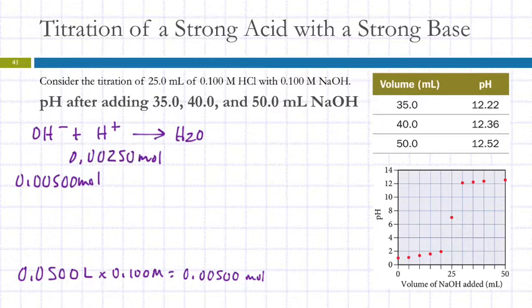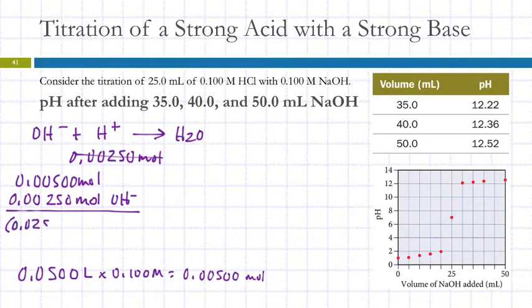So that's going to use up all of the hydrogen ion, so that's going to be essentially 0. And 0.0025 of this is going to be used up, so we're going to end up with 0.00250 moles of hydroxide. You okay with that? It's subtracting. We have to change this into a concentration. We've got the 25 milliliters and 50 milliliters.